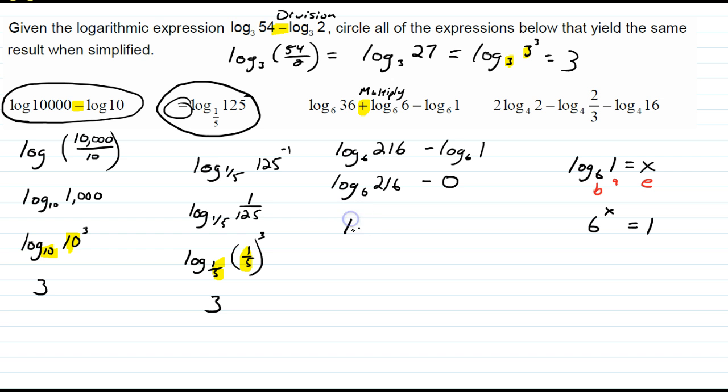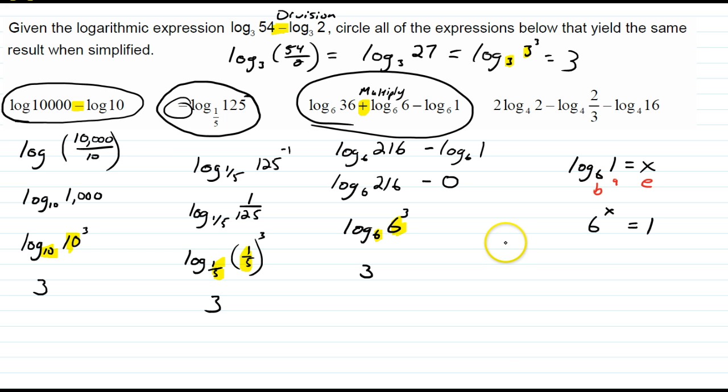So now we just have to figure out what this is going to become. 6 to the third power is 216. So again, we have our answer of 3 because the bases were the same. So this one works.